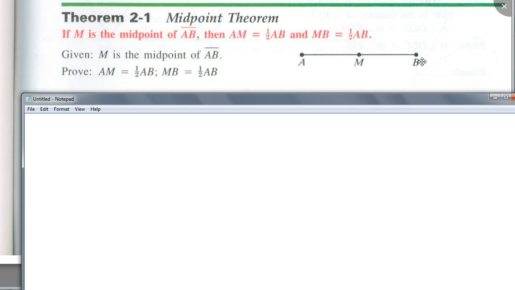So in other words, on the homework or on the test, if you want to state that AM is half of AB, would you use the theorem or the definition? Theorem. But if you want to say AM is congruent to MB, would you use the theorem or the definition? Definition. You see the difference? There's a subtle difference there. Don't use them interchangeably, or you get it wrong.